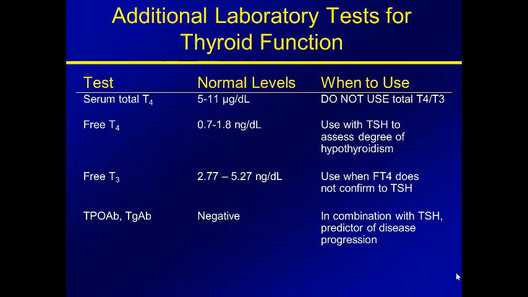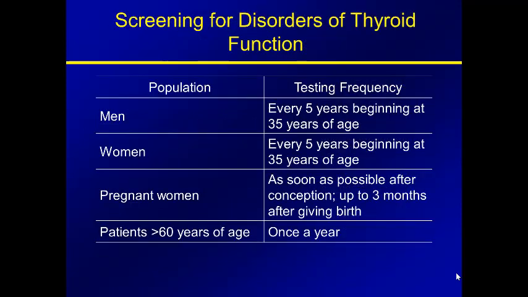So when you ask for TSH as a screening, ask for free hormones rather than total hormone, and you should ask for thyroid autoantibodies to determine whether your patient with hypothyroidism has autoimmunity or not. So whom to screen? That's a very important question. Whom to screen for disorders of thyroid function?